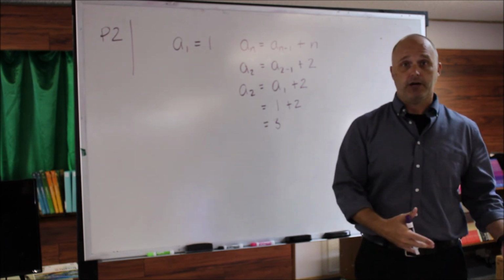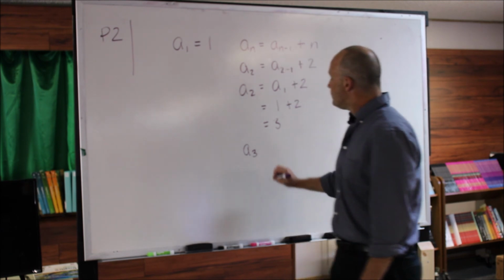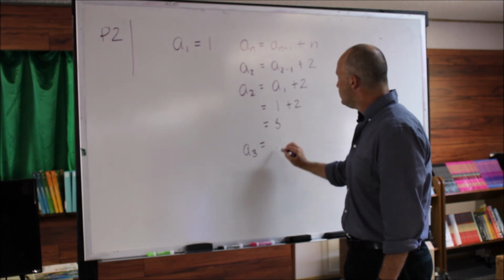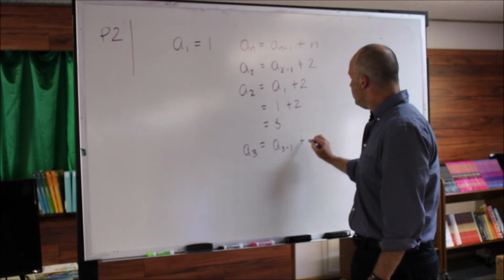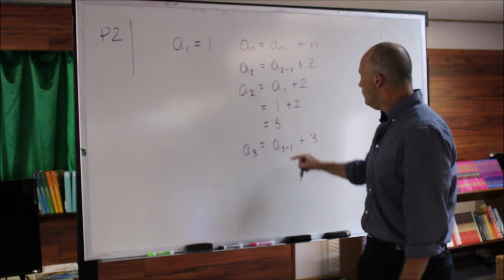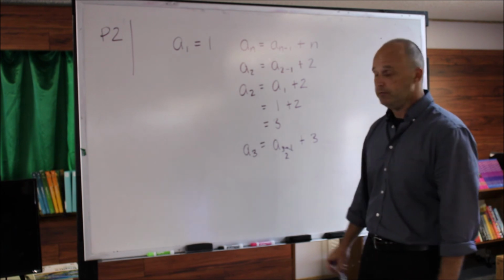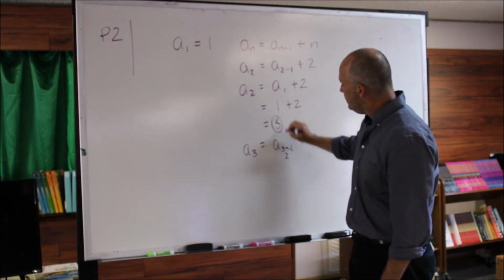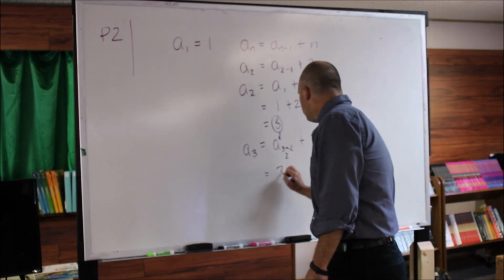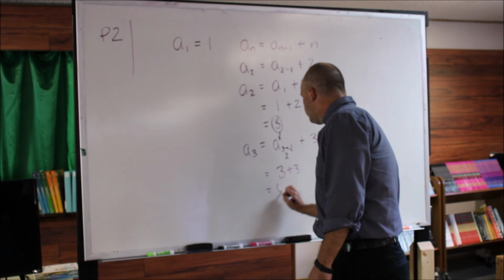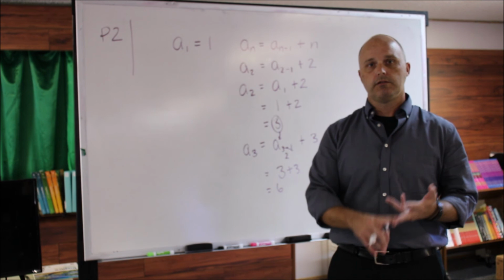Now if we go back and do this for a sub 2, or looking for a sub 3 rather. So a sub 3 is a, and then sub 3 minus 1, plus 3. So a sub 3 minus 1 is the same thing as a sub 2. So now we can take this 3 and replace a sub 2 with 3. That gives us 3 plus 3, and you can see that that's 6, and that is the number of blocks that were stacked to make that pyramid. So we went from 1 to 3 to 6.